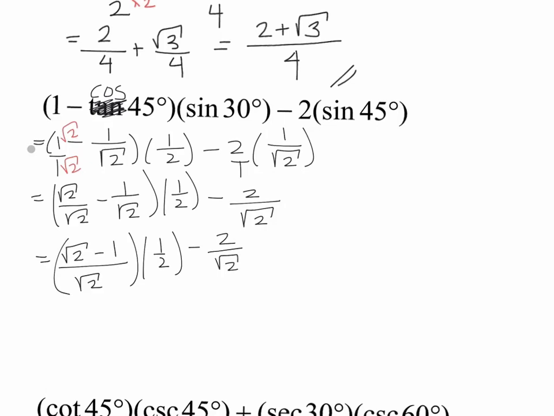So still following BEDMAS, let's do multiplication next. We can multiply these guys. I'm going to multiply the top and multiply the bottom. So root 2 minus 1 times 1 is just going to be root 2 minus 1. And root 2 times 2 is just going to be root 2 times 2. But we usually write it with the whole number first. So instead of root 2, 2, we're going to write 2 root 2. So here's what I mean. The numerator, again, root 2 minus 1 times 1 is just going to be root 2 minus 1, all over root 2 times 2, just put the whole number in front and then the root 2. And then we have minus 2 root 2.